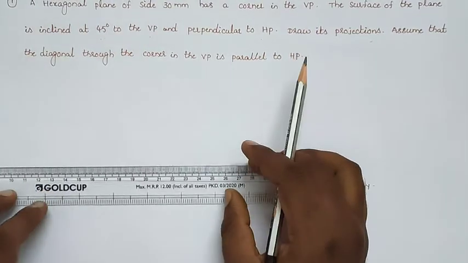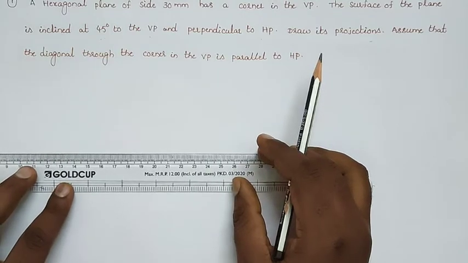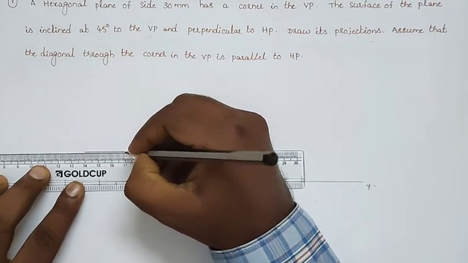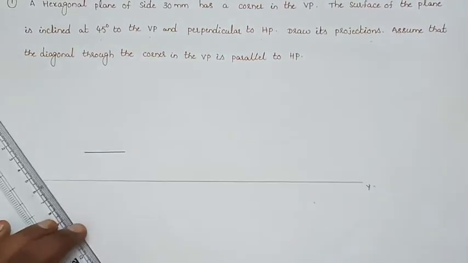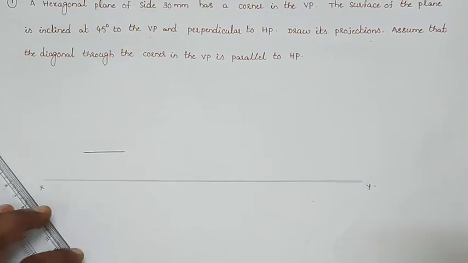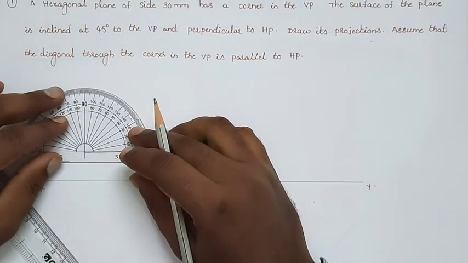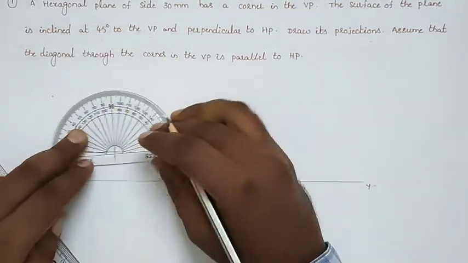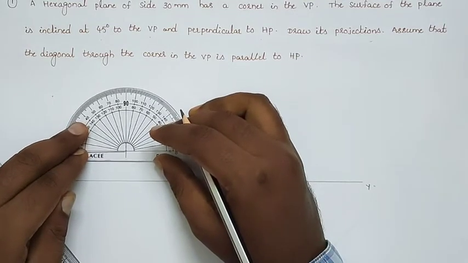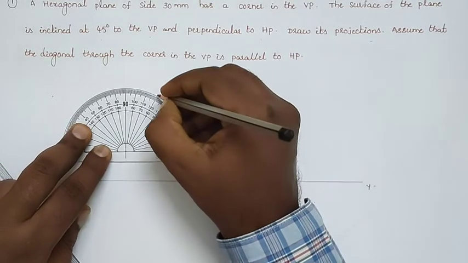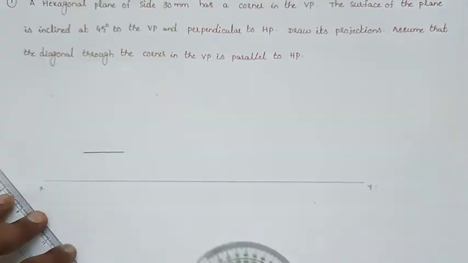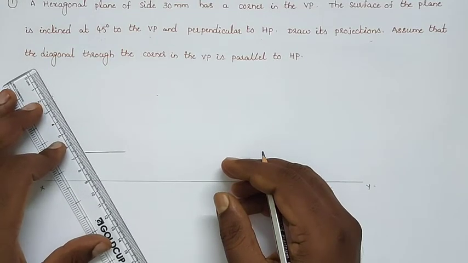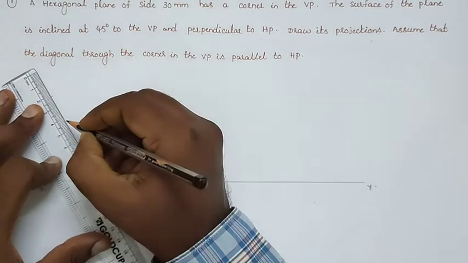Or we can construct a side. First of all, we construct a side of 30 mm and draw the shape of the hexagon like that. Because a corner is on the VP, the hexagon should be drawn like this. If an edge were given, we would draw that edge perpendicular to the reference line and construct the hexagon. I already discussed this in the previous problem, whenever an edge or side is given.